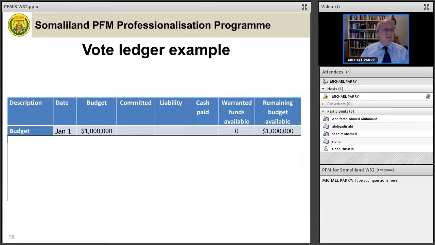If we look at this example of a vote ledger and look at the column headings, first one is the description and the date, then the budget, sums committed, sums which become a liability, amounts of cash paid, the warranted funds, and the budget. And on the 1st of January, at the start, at 1 minute past midnight, you have $1 million budget, you have no warrants, so you have $1 million in the budget available.